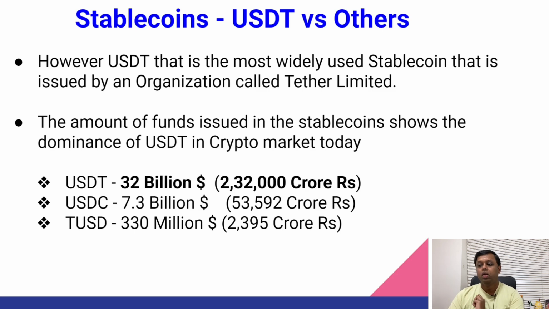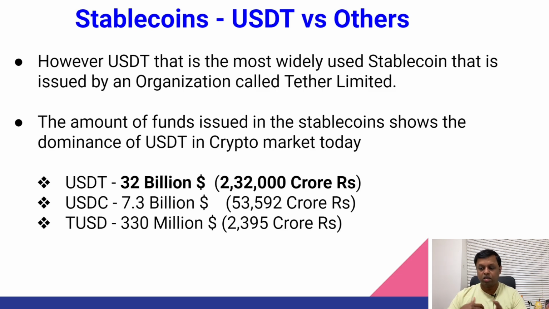For example, the amount of USDT issued is about $32 billion, or rather it was about 2 weeks back. That's almost 2,300 crores in Indian rupees. And USDC, which comes next, is only $7.3 billion. Even though that is number 2 in the world in terms of stablecoins, it is less than 1/5 of what USDT has in the world market. So that is 53,000 crores as compared to the 232,000 crores that USDT has in Indian rupees.